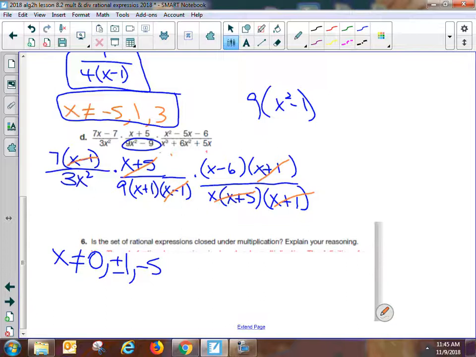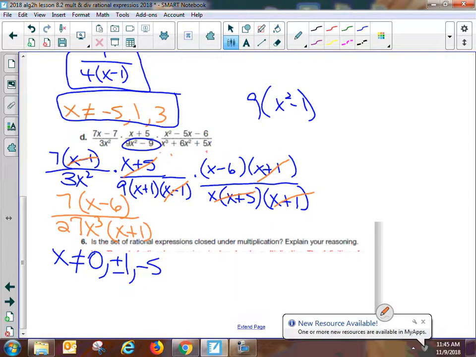Anything else? Nope. So let's write 7 times quantity x minus 6 over 3 times 9 is 27. X to the 2, x to the 1 is x to the 3 times quantity x plus 1. So this would be my simplified answer, and down below are my restrictions. Anybody not good?